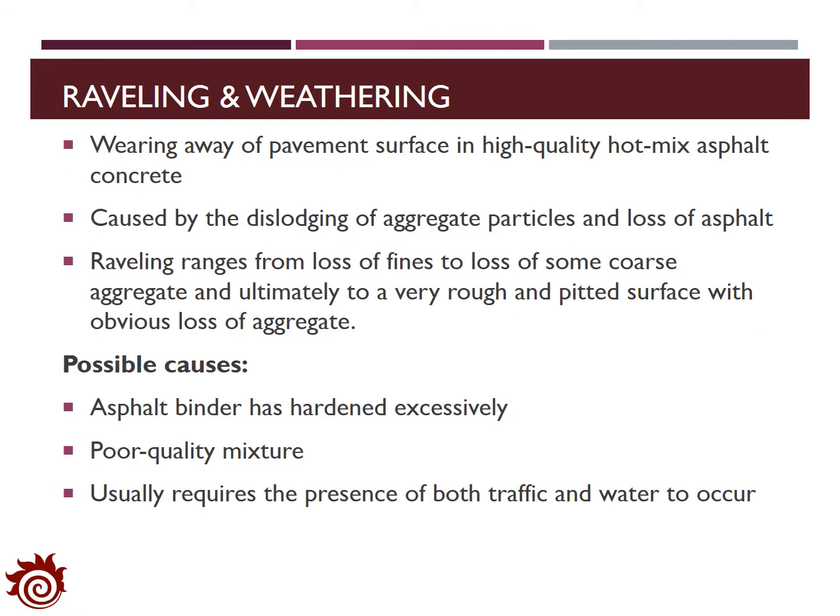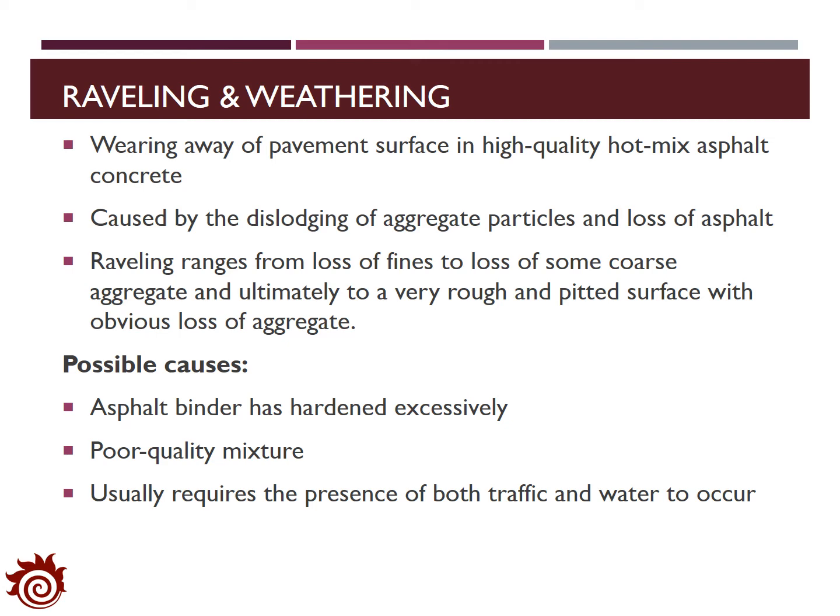The distress related to raveling and weathering is usually characterized by wearing away of the pavement surface in high-quality hot mixed asphalt concrete. In general, it's caused by the dislodging of aggregate particles and the loss of asphalt. Usually, raveling starts from loss of fines, then loss of some coarse aggregate, and eventually a very rough and pitted surface with obvious loss of aggregate. With raveling, the road surface is not smooth, and it cannot provide a smooth ride for vehicles on the road.